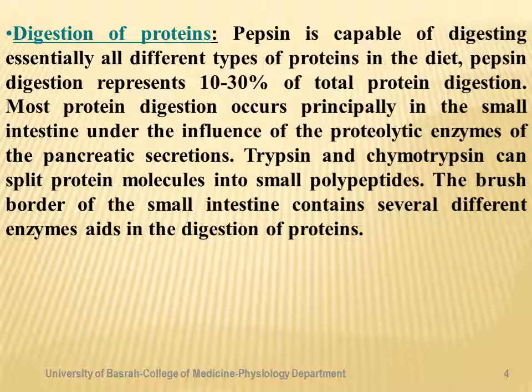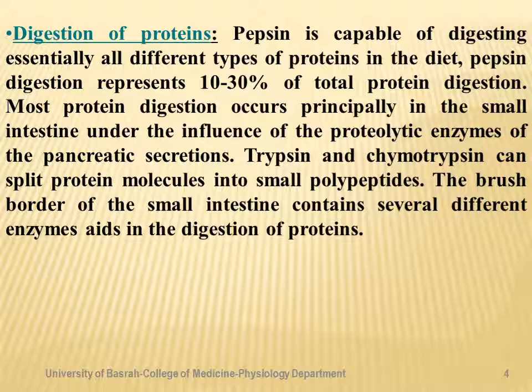Now the digestion of protein. عادة البيبسين اللي هو active form of pepsinogen is capable of digesting essentially different types of protein in the diet. Pepsin طبعا هو ينطرح على أساس pepsinogen, and by the effect of hydrochloric acid in the stomach يتحول إلى الأكتيف form اللي هو pepsin, responsible for the digestion of about 10 to 30% of total protein. This is in the stomach.